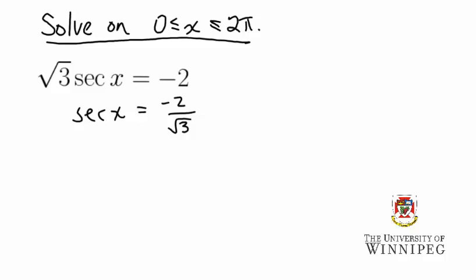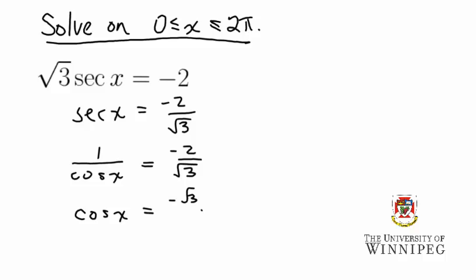Now that we have secant of x by itself, we can apply a reciprocal identity here. So secant of x is 1 over cosine of x, and this must be equal to -2 over the square root of 3. Now we would like to get cosine of x by itself, and we can do that by taking the reciprocal of this entire left-hand side. If we take the reciprocal of the left-hand side to get cosine of x, then we must also take the reciprocal of the right-hand side, and that's going to give us negative square root of 3 all over 2.